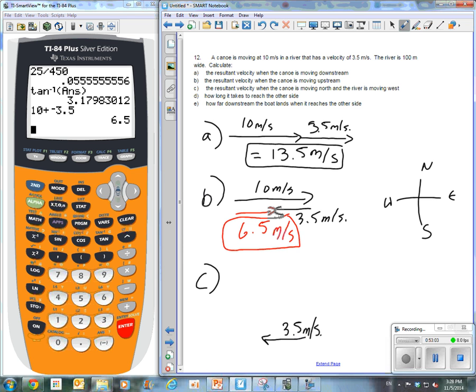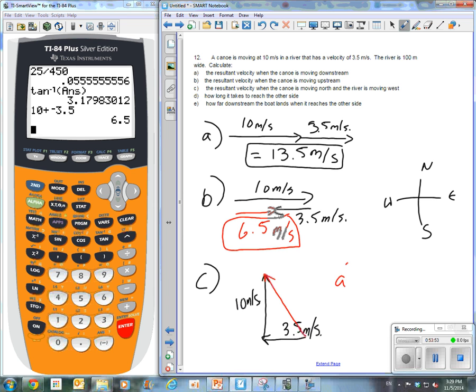Now it says that the canoe is traveling north. We're going to assume that they're actually paddling north. Now I know that that sounds funny and you're thinking, what the heck, right? But we're going to assume that they're actually just paddling straight north. Now the reason for that is because if this was to happen, the canoe would drift west. So we're going to assume that they're not compensating for the river at all.